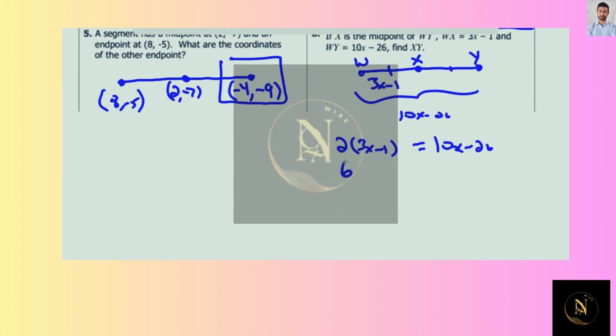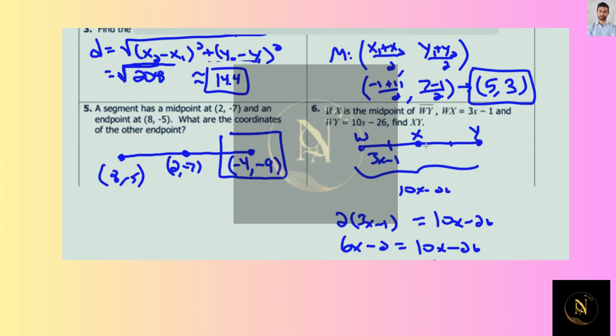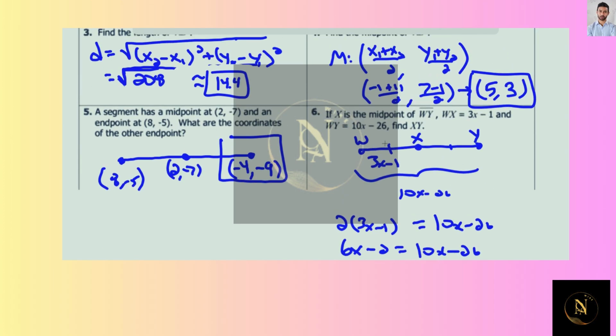So distribute the 2, we get 6x minus 2 equals 10x minus 26. Subtract 6x from both sides, add 26 to both sides, and divide both sides by 4, and x is 6. And we want to find XY. XY will be the same as WX, and if x is 6, 3 times 6 is 18, minus 1 is 17.